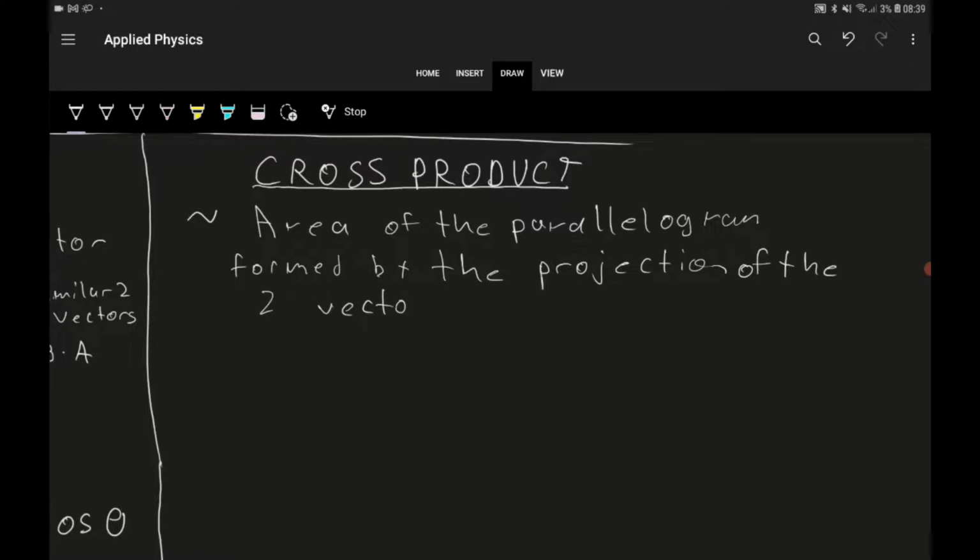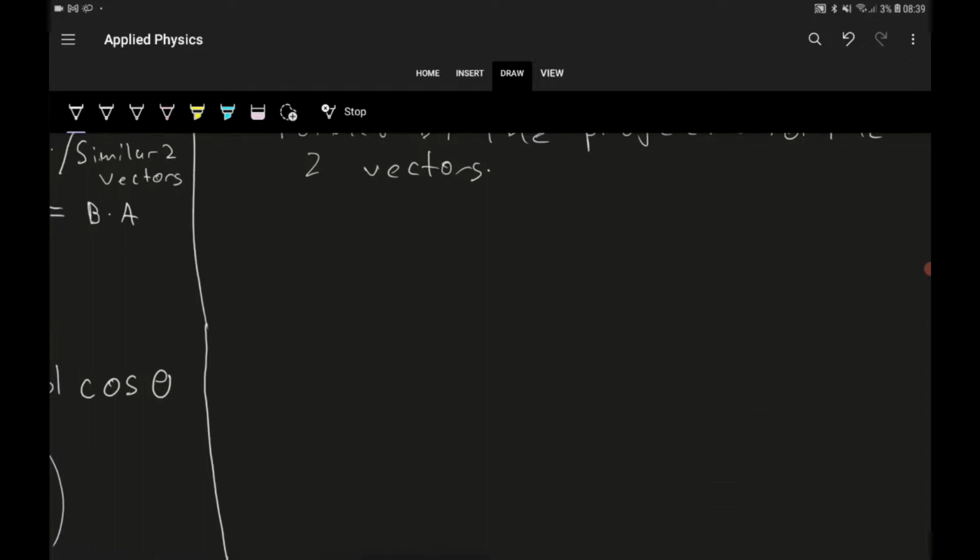Now let me, before trying to explain anything, draw out what exactly I mean. We have again this vector b conveniently on the x-axis, and we have this vector a.